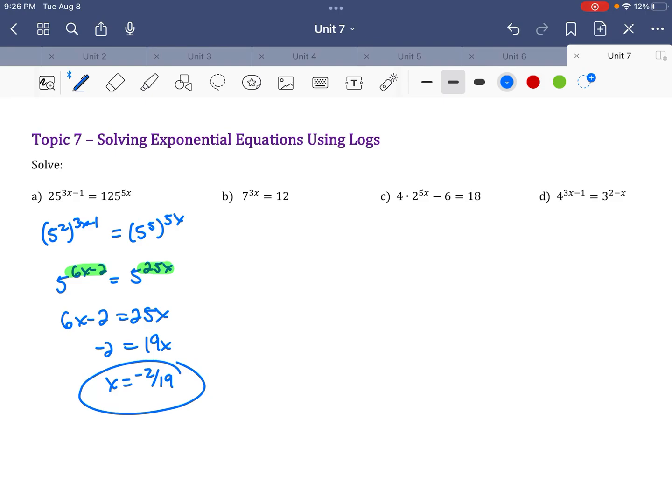For instance, in letter B, 7 and 12, they're not powers of anything, and they're definitely not powers of each other. So there's two ways you can approach this. You can write this in log form. I would write log base 7 of 12 equals 3x, because remember, 7 to the 3x equals 12, and that's what that says.